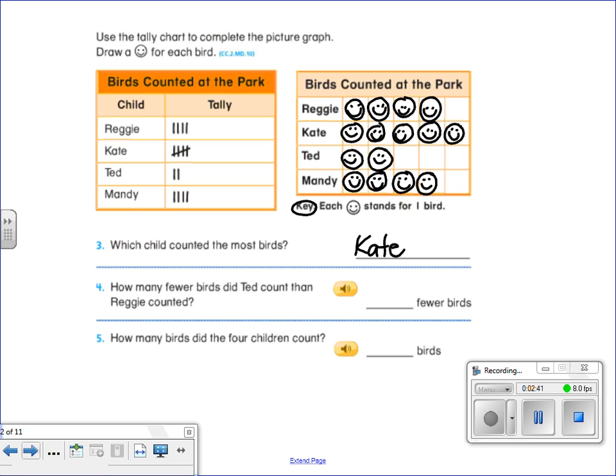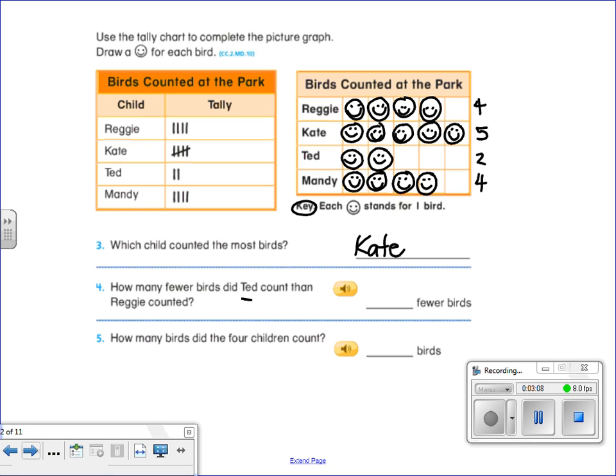How many fewer birds did Ted count than Reggie counted? So I gave you a tip when we began working on picture graphs, and I said that it's a good idea to just write the digit next to each line to tell how many symbols were in each line. So for Reggie, we have 4. For Kate, we have 5. Ted has 2, and Mandy has 4.